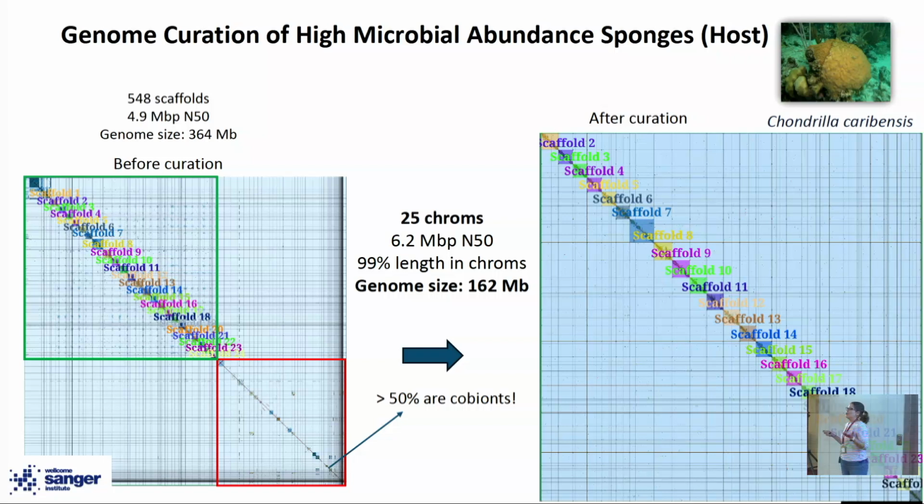So as genome curators, we want to get rid of all metagenomes and all cobionts. Well, we actually don't dislike them, but we take them off during curation. And to have a map just like this, with just the host genome on the right side, in this case, more than 50% of the assembly was cobionts and was removed during curation.